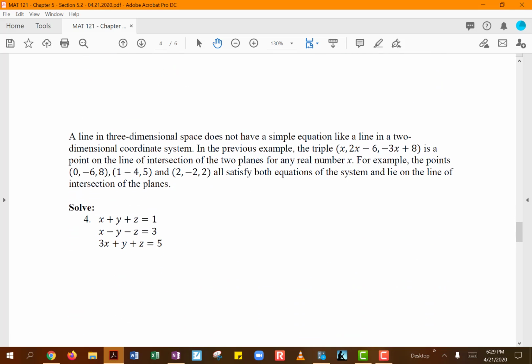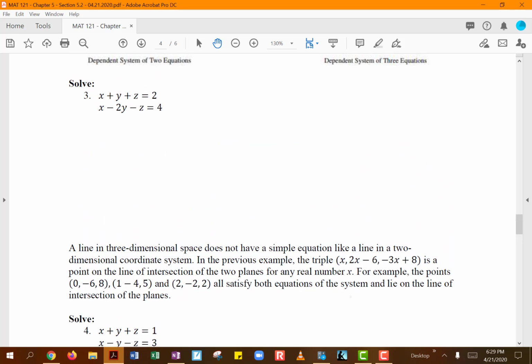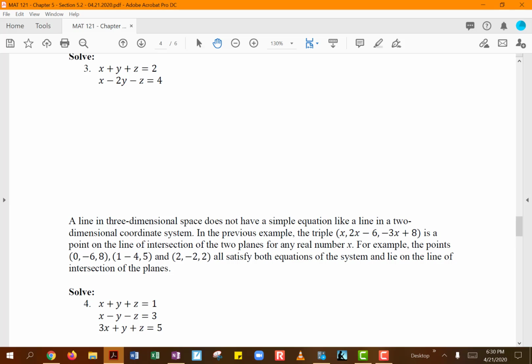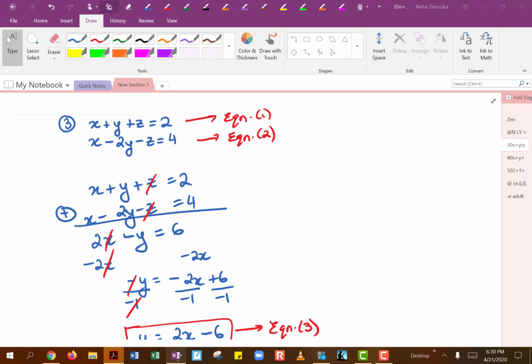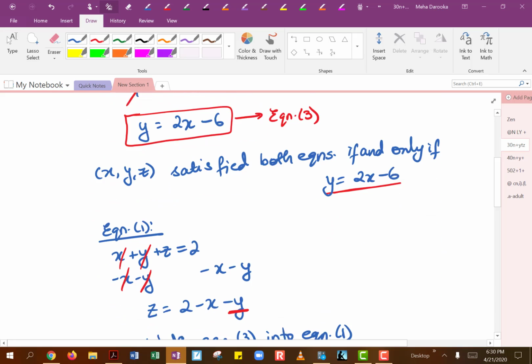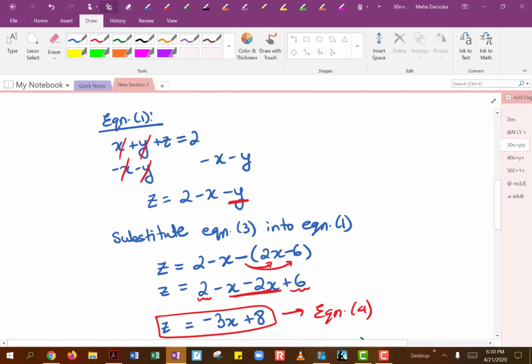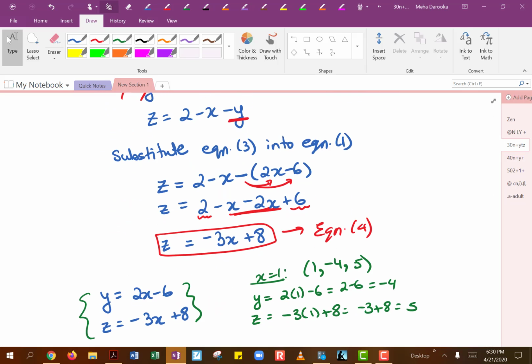Now we are saying a line in 3-dimensional space does not have a simple equation like a line in a 2-dimensional coordinate system, right? Because you of course have 3 variables instead of 2 variables. So in this example that we just got done looking at, we had our x variable, and then y was defined as 2x minus 6. z was defined as minus 3x plus 8, right? And they're talking about how we got y equals 2x minus 6 and z as negative 3x plus 8.